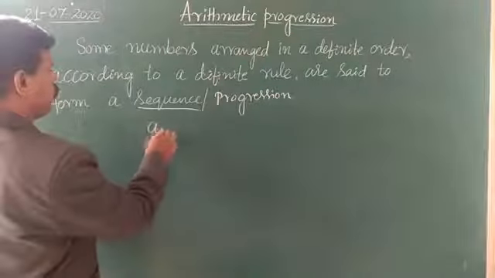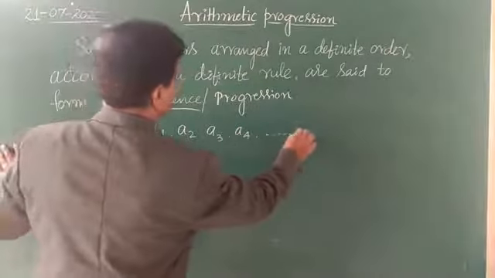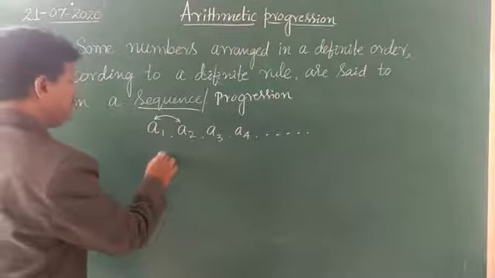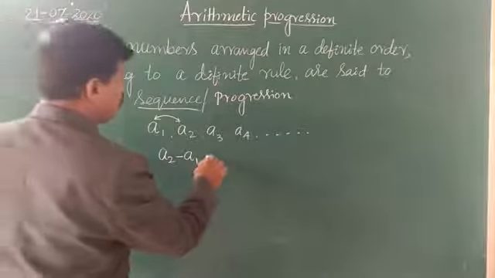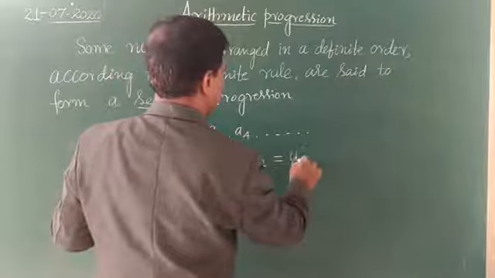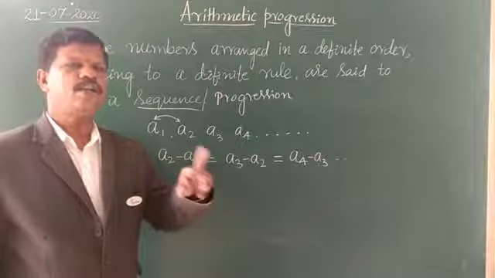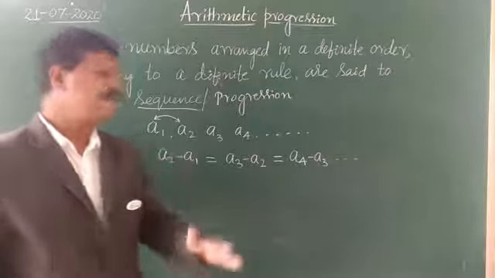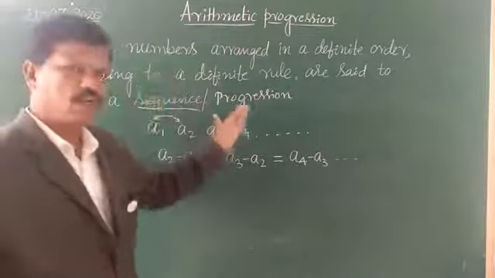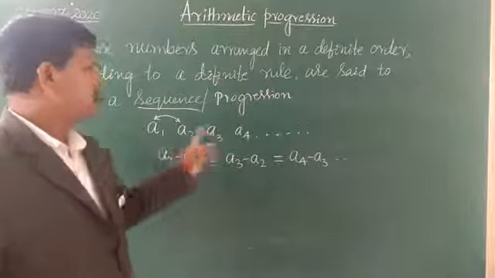So here, the progression A1, A2, A3, A4, etc. Now, the difference of two consecutive terms means like this: A2 minus A1 should be equal to A3 minus A2, which equals A4 minus A3, etc. So if the difference between any two consecutive terms of a sequence is constant, then that sequence or progression is called an arithmetic progression. Clear?